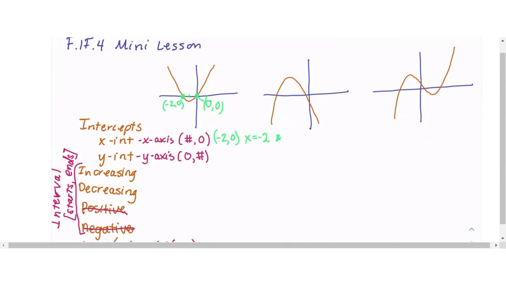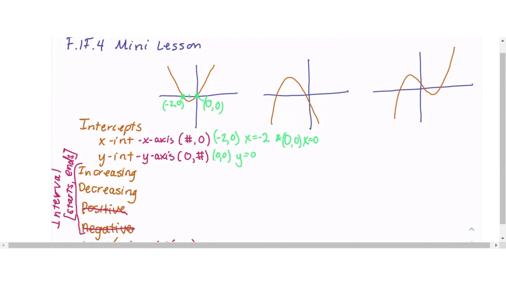Oh, I'm going to run out of room, so I'm going to reformat this. Yep, that's not going to work. Okay. 0, 0, and they might just put x equals 0. The y-intercept is where it crosses the y-axis, which also is 0, 0, and then we would put y equals 0.